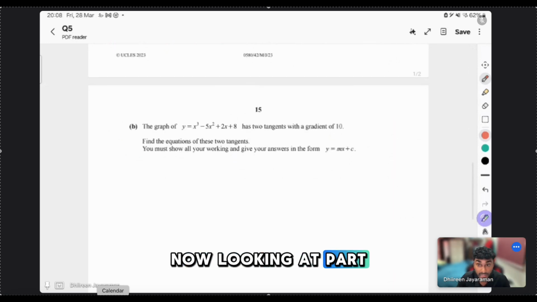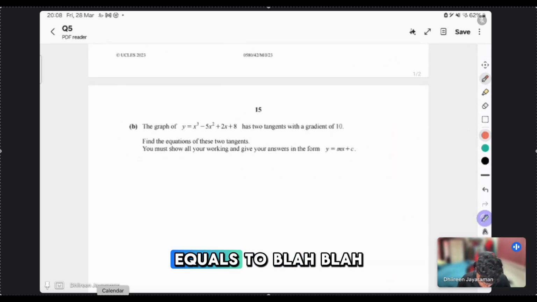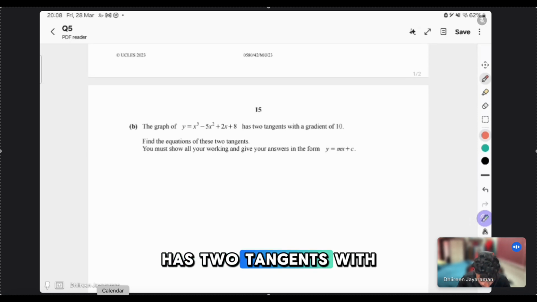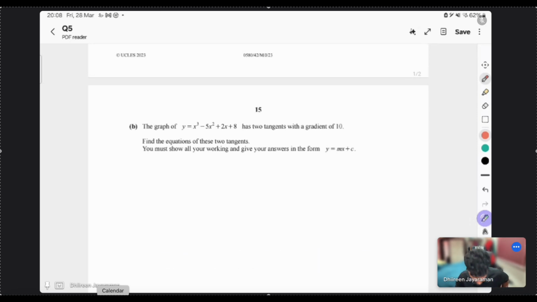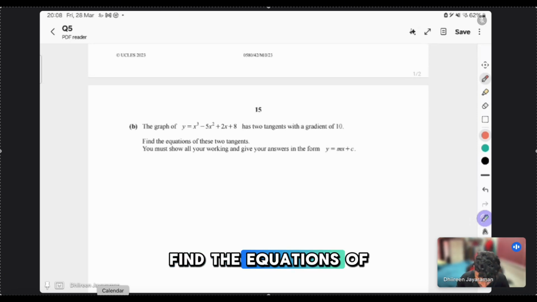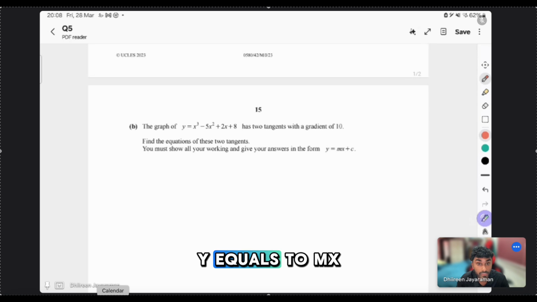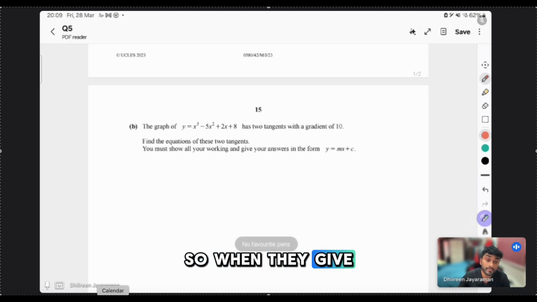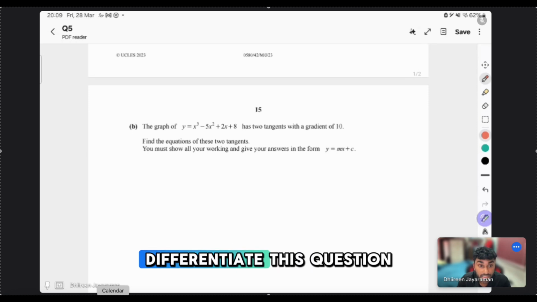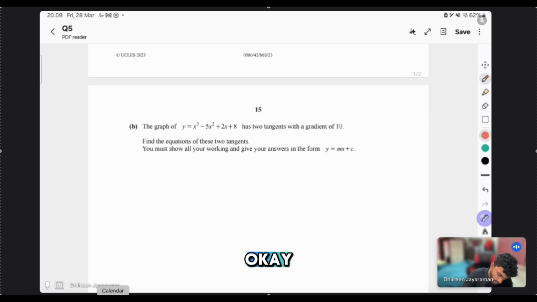Now looking at part B. The graph of y equals this has two tangents with a gradient of 10. Find the equations of these two tangents. You must show all your working and give your answer in the form y equals mx plus c. So when they give this kind of question, you know the first thing you have to do is differentiate this question. Okay? dy over dx.